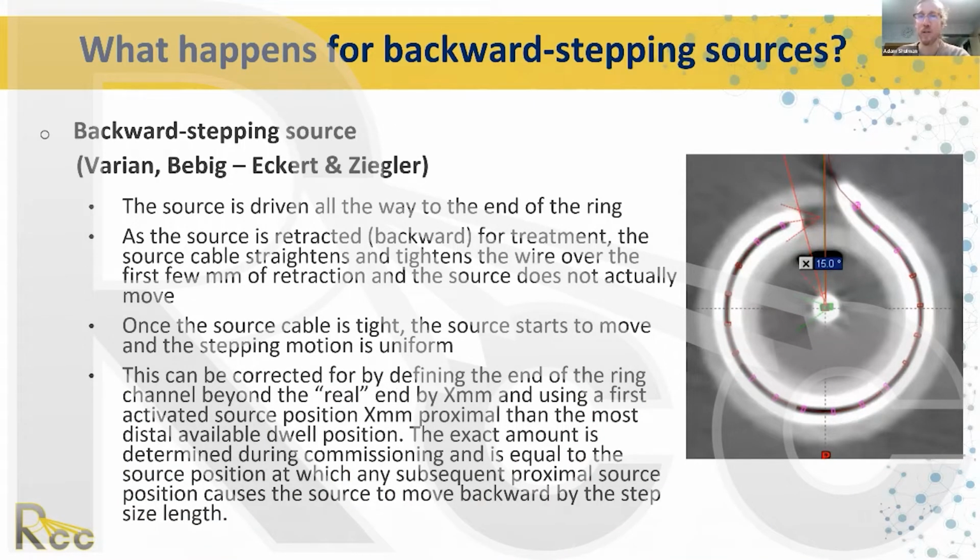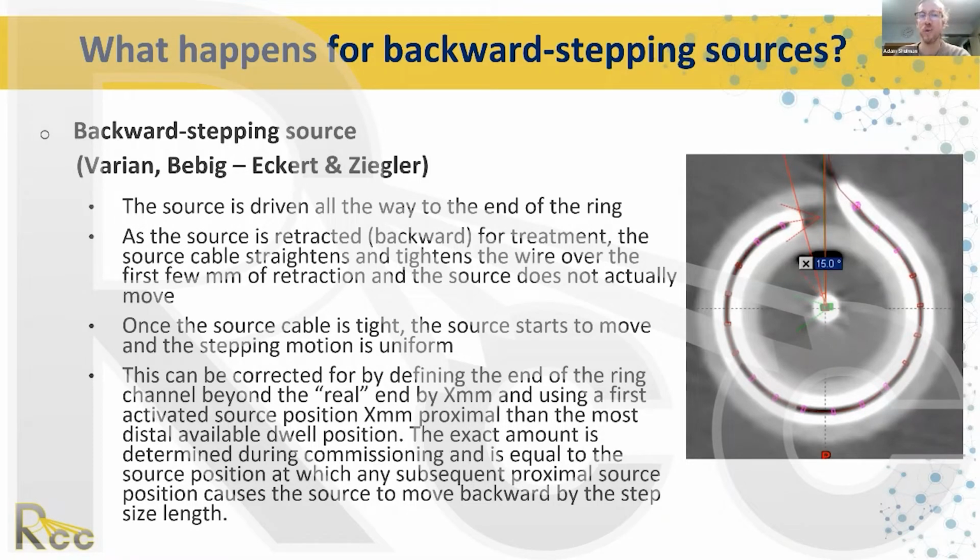So let's talk about backward stepping sources. Again, these are your Varian or Babig, Eckert and Ziegler. The source is driven all the way to the end of the ring. As the source is retracted, coming backwards for treatment, the source cable straightens and tightens the wire over the first few millimeters of retraction, and the source does not actually move.